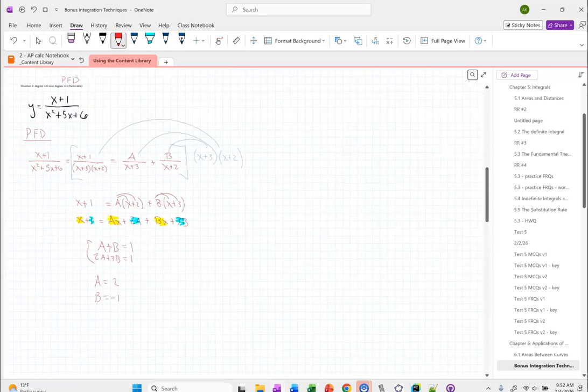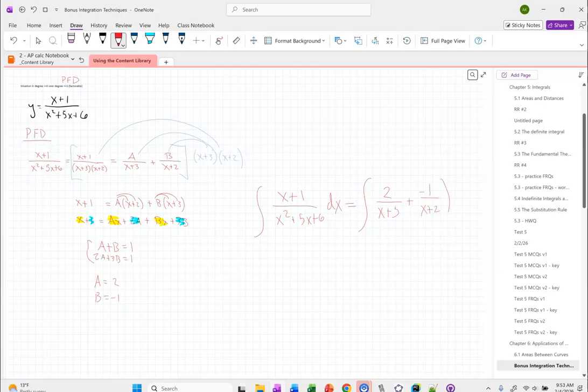So let's back out now. We wanted the integral of this guy. As it was currently written, no antiderivative formula we have is going to fit that. So we can do our partial fraction decomposition and rewrite this as 2 over x plus 3 plus negative 1 over x plus 2.